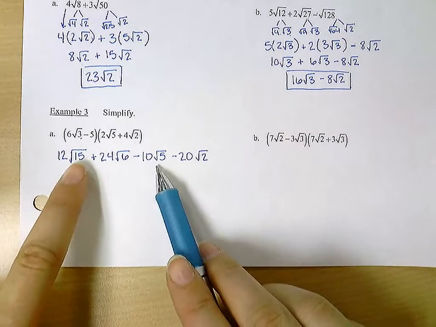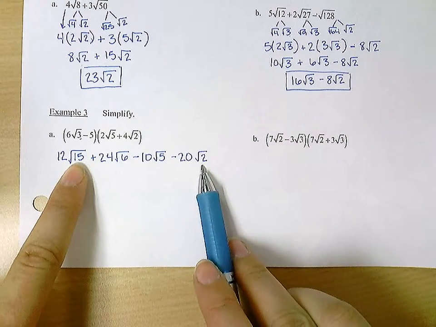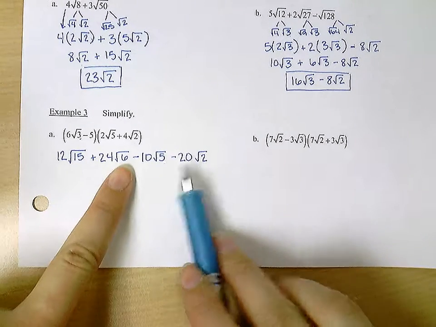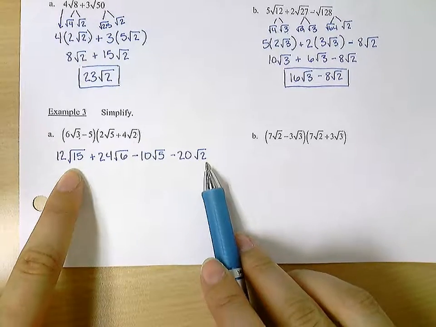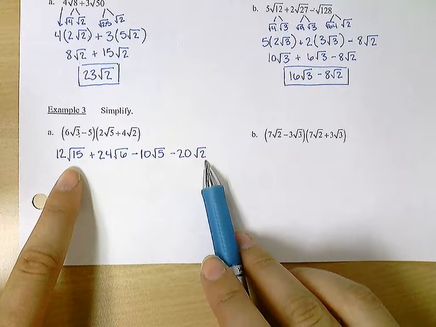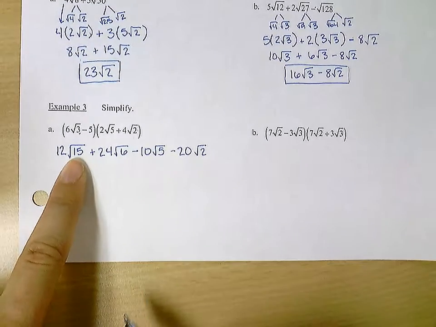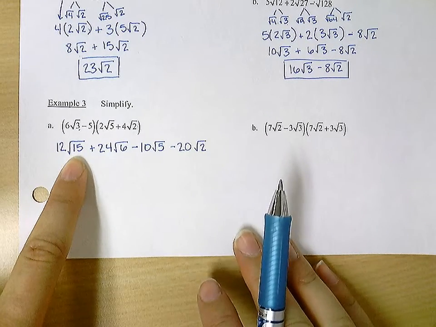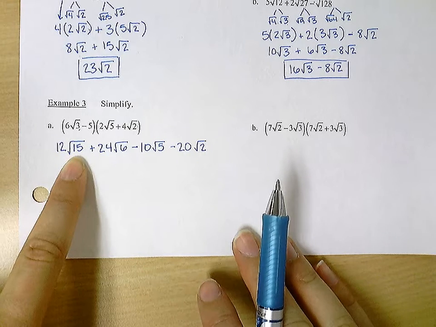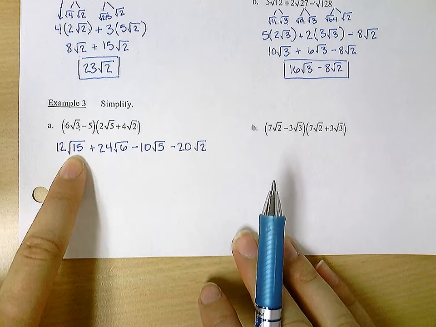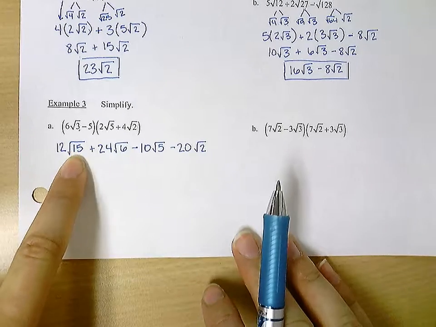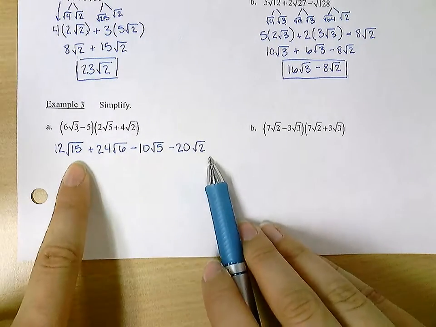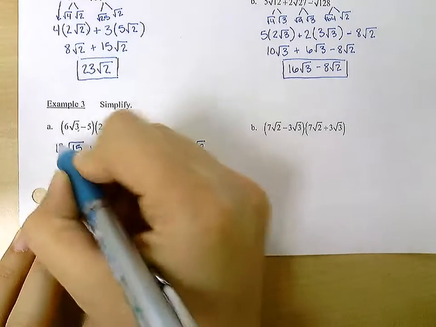Can I simplify any of these roots? Square root of 15, square root of 6, 5, or 2. Could I simplify any of those? Does 15 divide by 4? No. Does it divide by 9? No. Does it divide by 16? No. So I cannot simplify that one. Okay, can I combine any of these? No. This is my final answer.